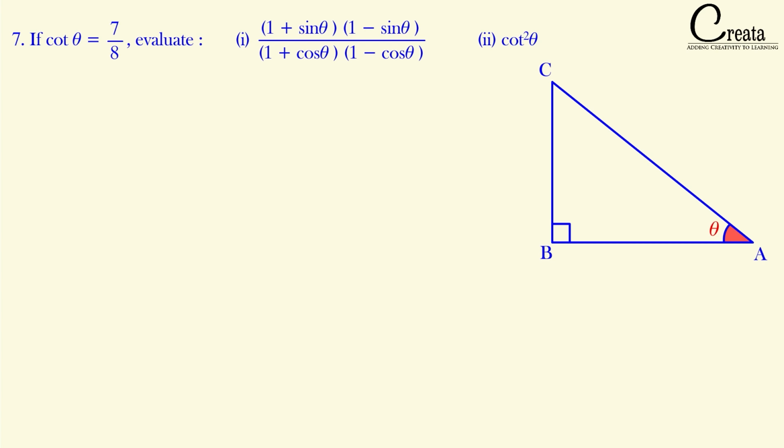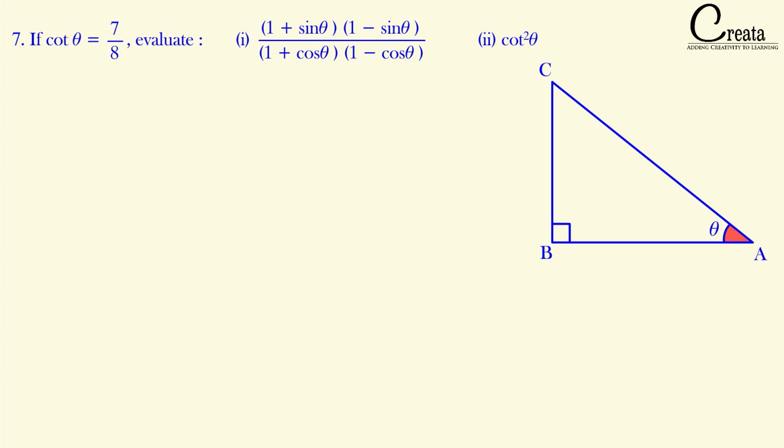How do we know that? If you observe, all the trigonometric ratios given in this question have angle theta as the trigonometric angle. And angle theta is angle A, so we can say our angle A is the trigonometric angle for this question. All the trigonometric ratios we will calculate with respect to this angle theta, that is angle A. Got it? Let's move further.